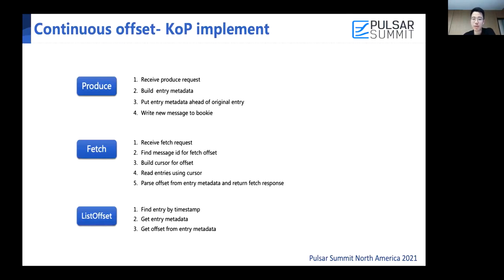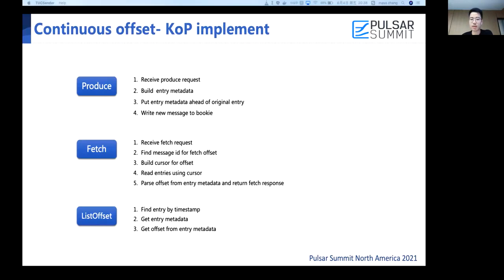After we support broker entry metadata at the Pulsar broker, the last step for continuous offset is how to process Kafka requests. Mainly there are 3 types of requests. The first is the producer request. Once KoP receives a producer request from a Kafka producer, KoP will build a new broker entry metadata, which contains the offset information, and then KoP will put the broker entry metadata ahead of the original message, and then write the whole message with broker entry metadata to BookKeeper.